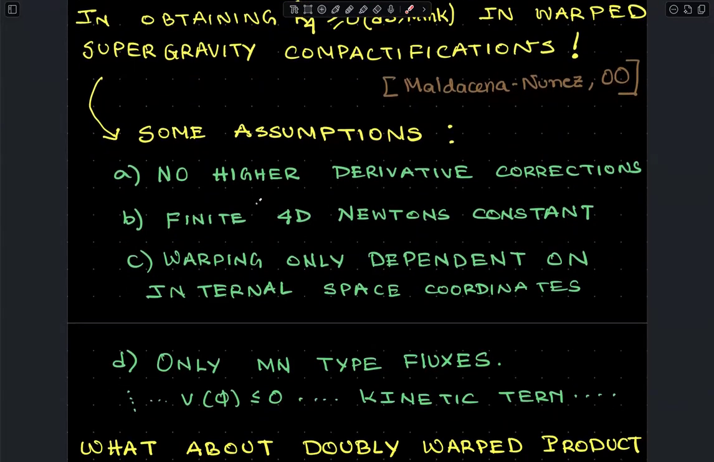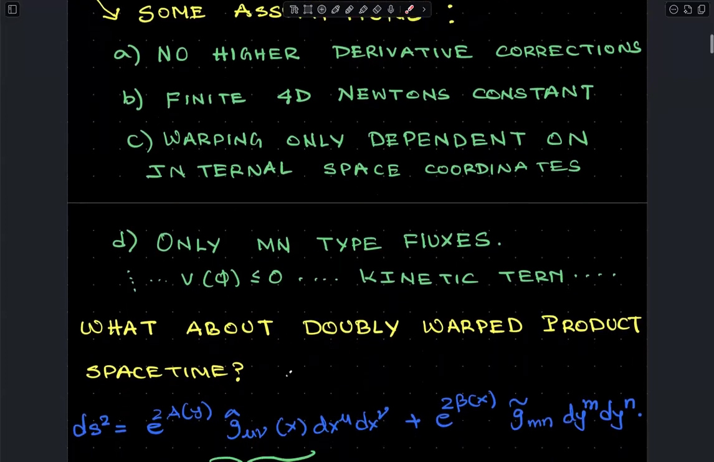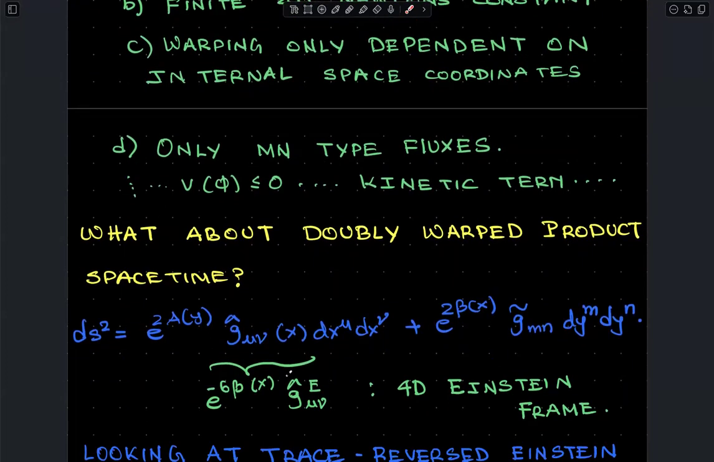And of course, certain kinds of fluxes. If you have a p-form flux, it should either cover the 4D non-compact part completely, or it should not have any legs in the non-compact direction. This is what we will refer to at times as the Maldacena Nuñez type fluxes. So what can we say if we have doubly warped product spacetimes? That is, if we have a time-dependent or non-compact part dependent factor in front of the compact coordinates.